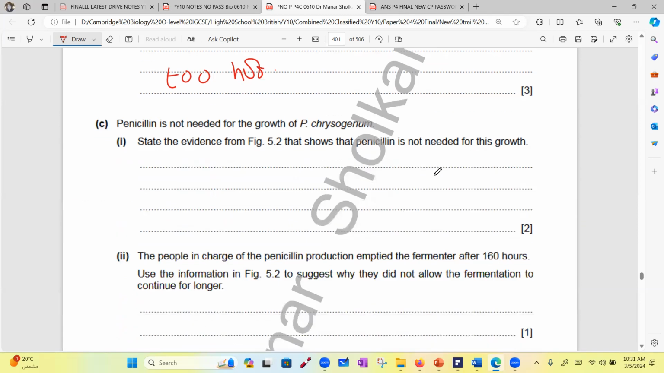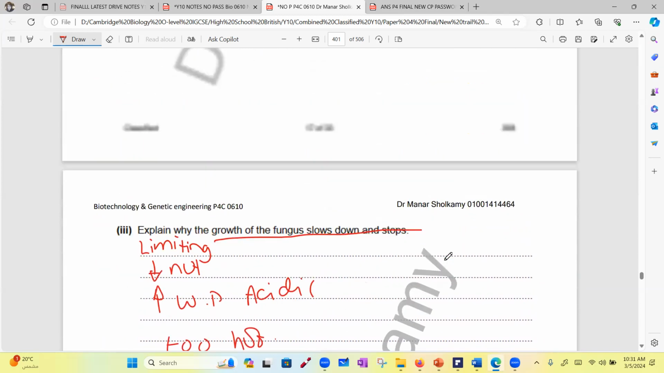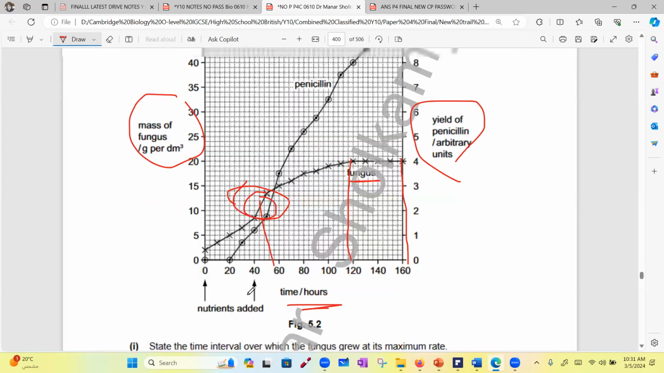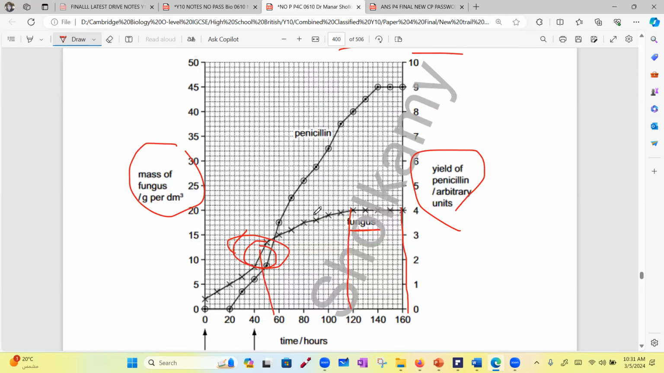Let's finish this exam and then we can revise reproduction. State the evidence from figure 5.2 that shows that penicillin is not needed for this growth. Look here. The fungus, it stopped at a certain time. But even though the fungus stopped, the yield of the penicillin kept on increasing. Yes?